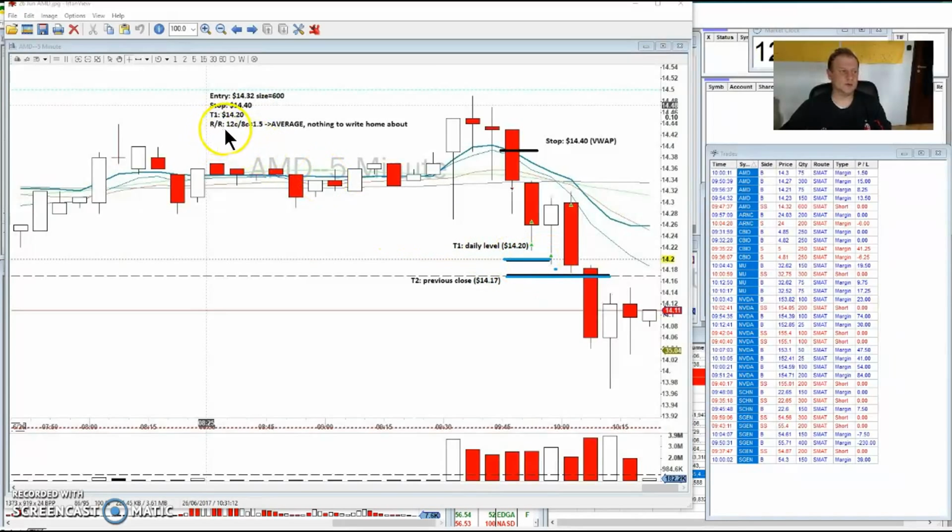And so my risk reward is basically how much I'm aiming to make on the trade divided by how much I can lose on the trade. And this comes out to 1.5. It's basically 12 cents is what I was looking to make, 8 cents is what I could have lost, which is 1.5. It's not bad. You want something at least over 2 to make it worth your while. But that's AMD, so it wasn't too bad.